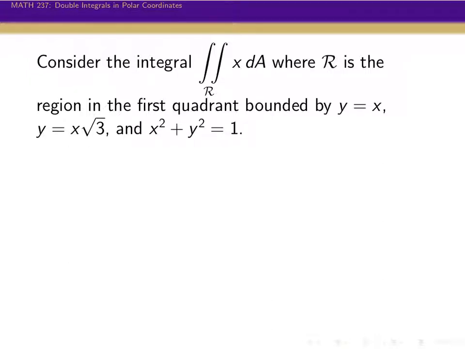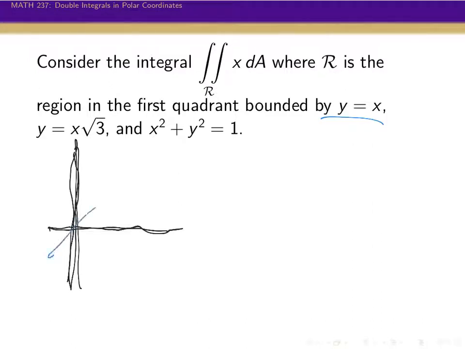So let's draw this out, get an idea of what we're talking about. There's our axes, and we're focused in on what's going on in the first quadrant. The line y equals x cuts the quadrant in half. The line y equals x times the square root of 3 has a bit bigger slope, so that goes up like that. And then we have the circle x squared plus y squared equals 1, and it cuts through something like that.